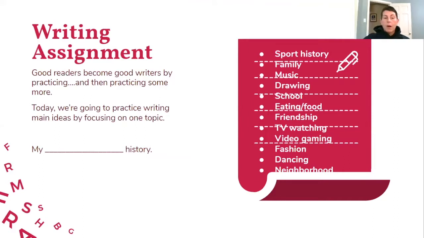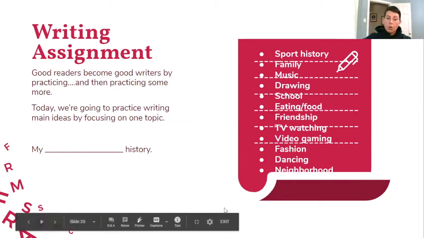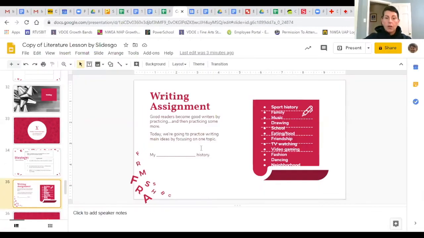Today, we're going to talk about my blank history. And as you can see on this screen, there are lots of examples here. So my sports history, my family history, music, drawing, school, eating or food history, friendship, TV watching, video gaming, fashion, dancing, neighborhood. You could also do my TikTok history, my Snapchat history, my Instagram history. But you can do multiple things so that you can talk about the history of your topic.